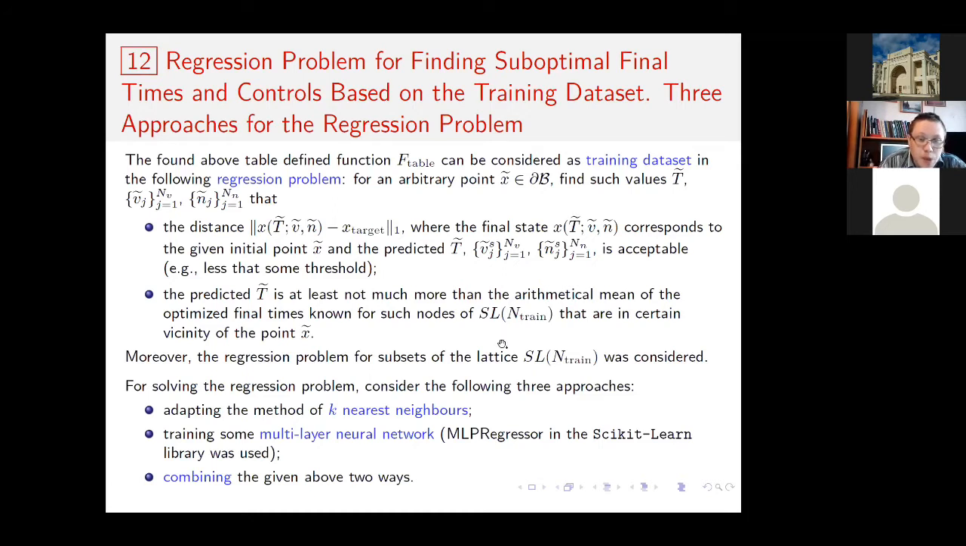And we use two methods. First, k-nearest neighbors, of course, because we have neighbor initial states for any new point on the sphere, which is not in the training data set. And after that, we consider some neural network. This tool from the Scikit library was used, a multi-layer neural network. And it's logical to combine these two ways.